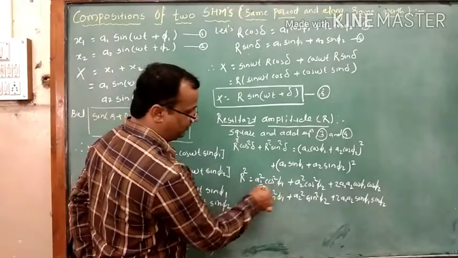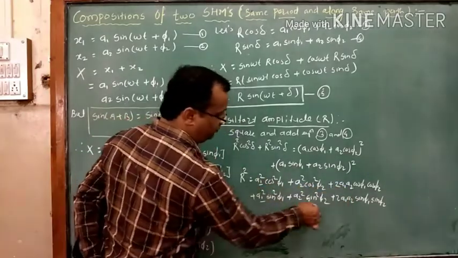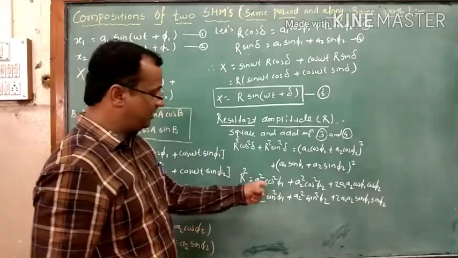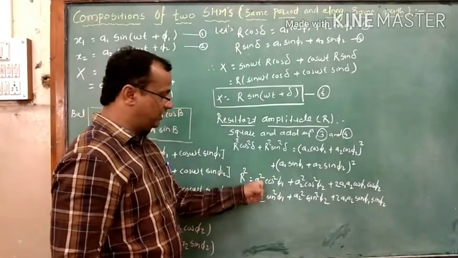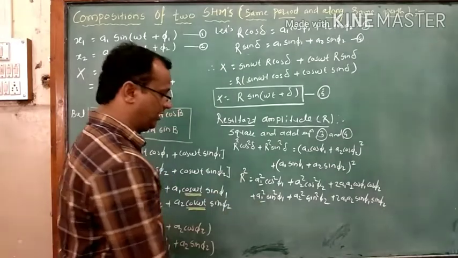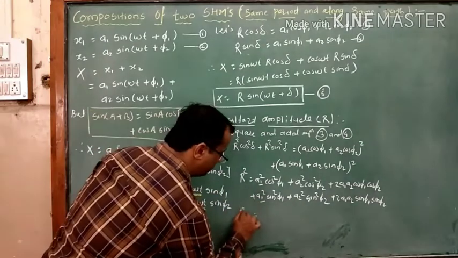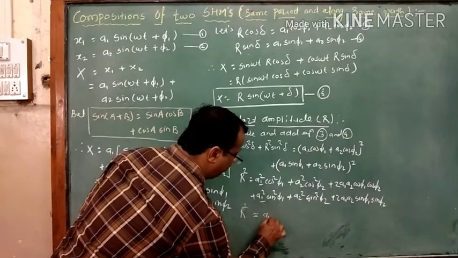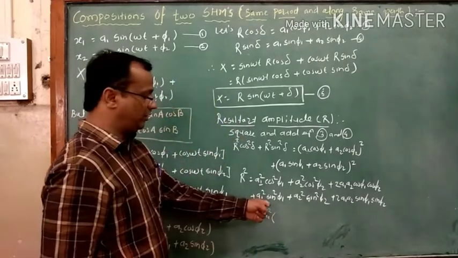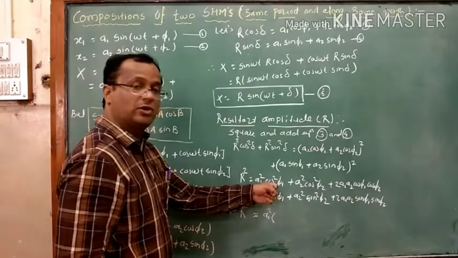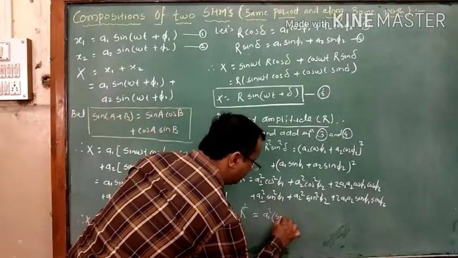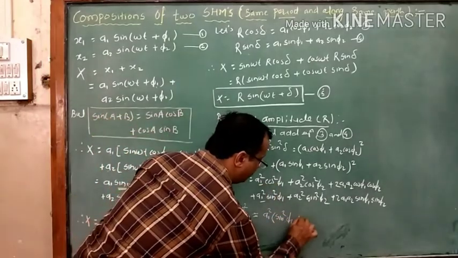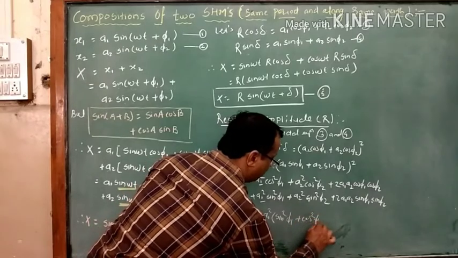Suppose here this will be the first, second, third, fourth, fifth, sixth terms. In the first and fourth terms, a1 square is common, so take it outside. So what you get is r square equal to a1 square. Inside the bracket, what you get is sin square phi 1 plus cos square phi 1.